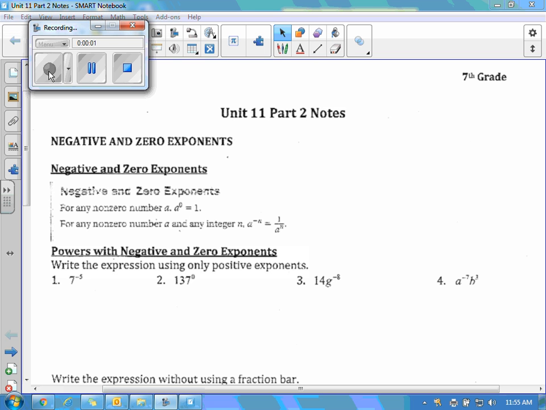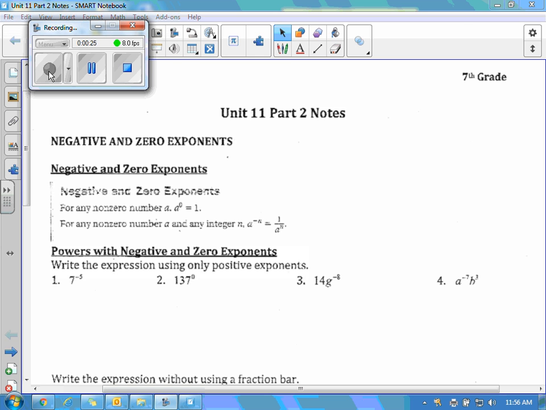In part 2 of this unit, we are talking about negative and zero exponents. In part 1, we talked about the product of powers property and the quotient of powers property. Now we're going to look at when we have negative exponents and when we have zero exponents. Again, I copied this out of the book. It's kind of hard to read on the video. It should be a lot easier to read on your note page.